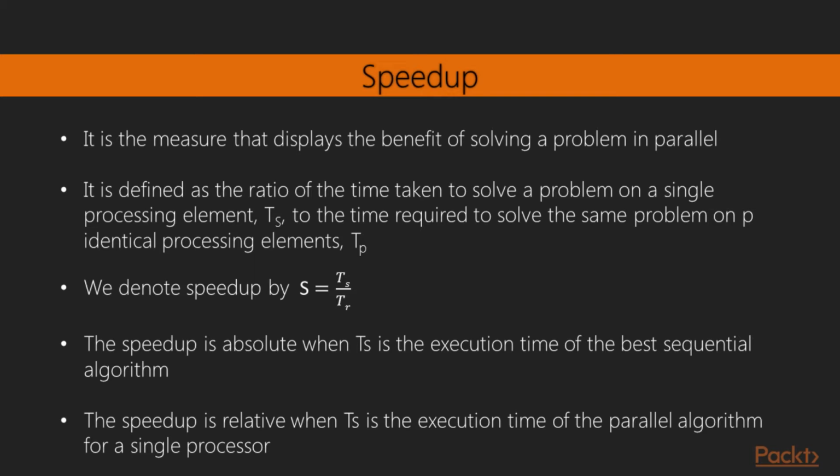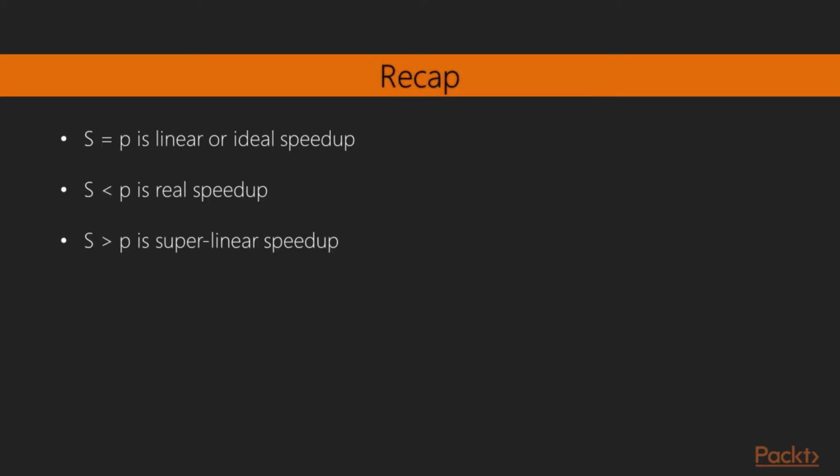While the speedup is absolute when TS is the execution time of the best sequential algorithm, the speedup is relative when TS is the execution time of the parallel algorithm for a single processor. Let's recap these conditions. 1. S is equal to P is linear or ideal speedup. 2. S less than P is real speedup. 3. S greater than P is superlinear speedup.